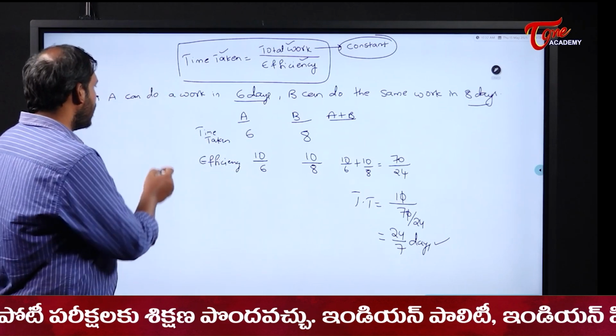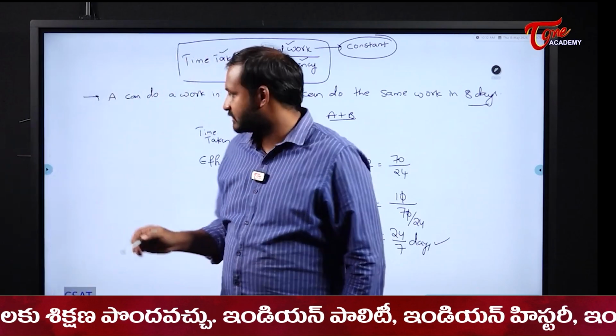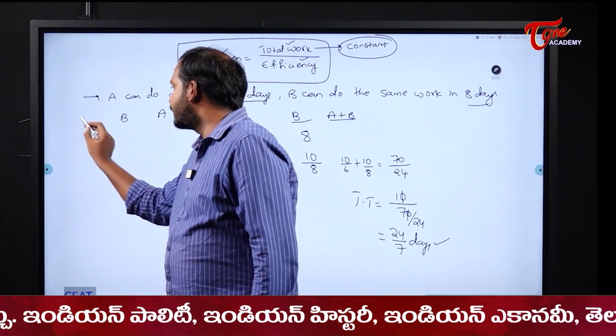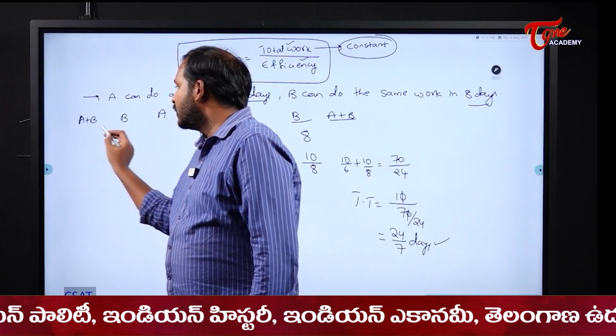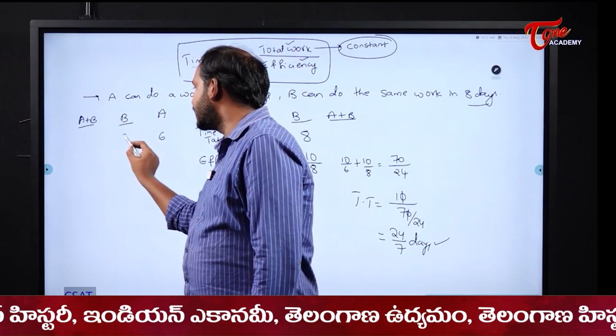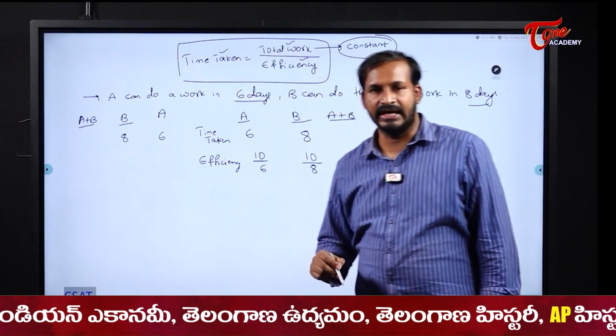Okay, good. Now, we will apply another process: A, B, and A plus B. Time taken by A is how much? 6 hours. Time taken by B is how much? 8 hours. 6 hours and 8 hours.